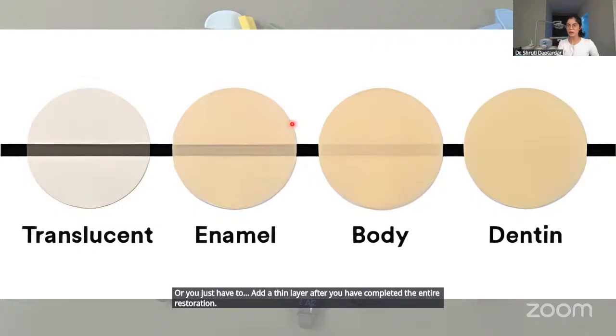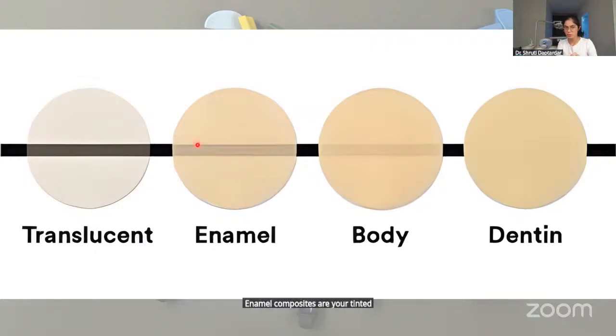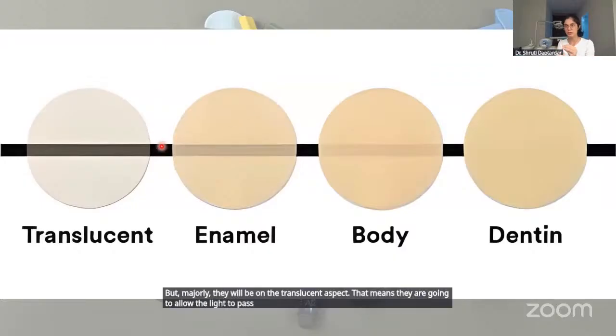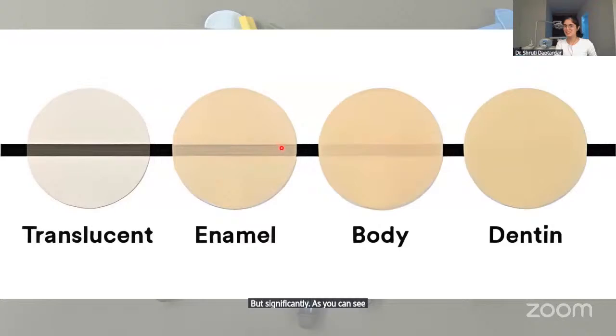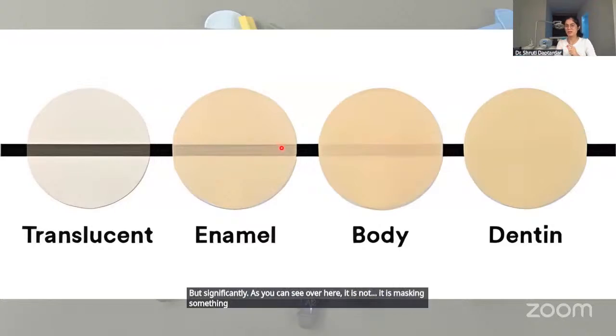Enamel composites are your tinted chromatic composites. They have a tint of color, but majorly they will be on the translucent aspect. That means they are going to allow the light to pass through them for a significant period of time. As you can see over here, it is masking something, but not that much.